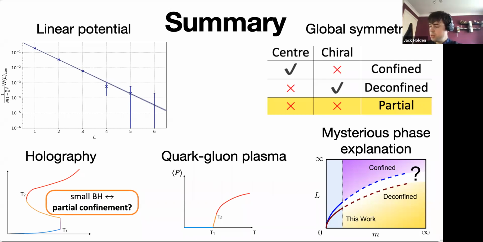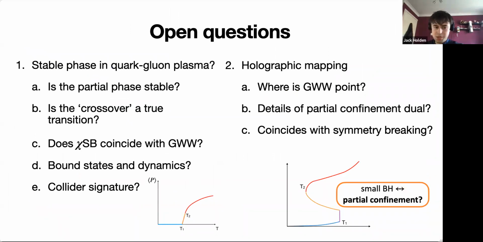We have the linearly confining potential in the confined subsector, the global symmetries and order parameters, the question about holography and whether partial confinement is the dual of the small black hole, the relation to the quark gluon plasma, especially the crossover region, and an explanation for this mysterious SU(2) phase that was found by Chen and his collaborators. And these are the open questions that I spoke about.